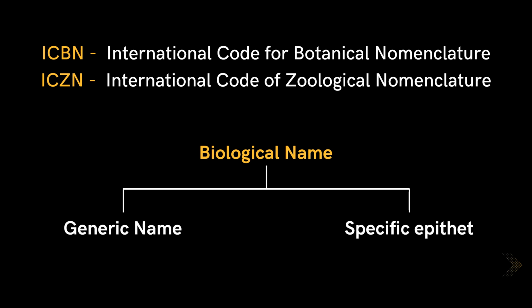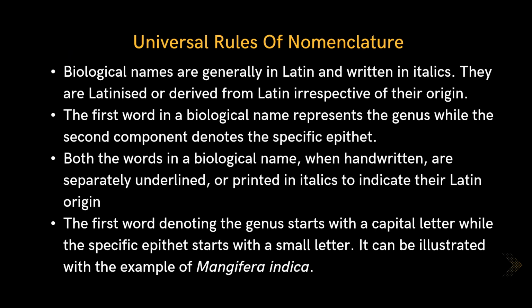Okay, so as I said, the biological name is made up of two parts. One is the generic name and the other is the specific epithet. This was given by Carolus Linnaeus. So these are the universal rules of nomenclature. Biological names are generally in Latin and written in italics. They are Latinized or derived from Latin irrespective of their origin.